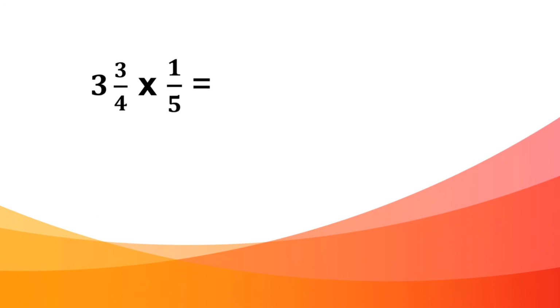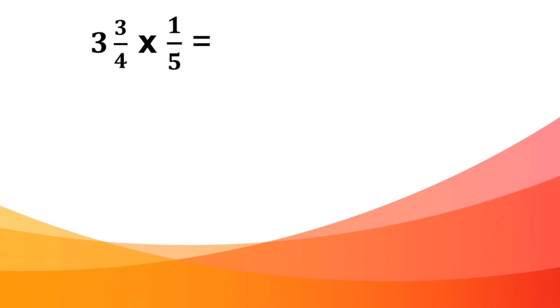Okay, so let us try multiplying mixed fraction by fraction. In multiplying mixed fraction by fraction, kailangan i-change muna natin yung mixed fraction into improper fraction. At paano yun? Multiply natin yung ating whole number by denominator, and then tsaka natin i-add yung numerator. So, 4 times 3 equals 12, plus 3 equals 15. And then, kopyahin lang natin yung denominator natin, 4. And then, tsaka natin i-multiply sa 1/5.